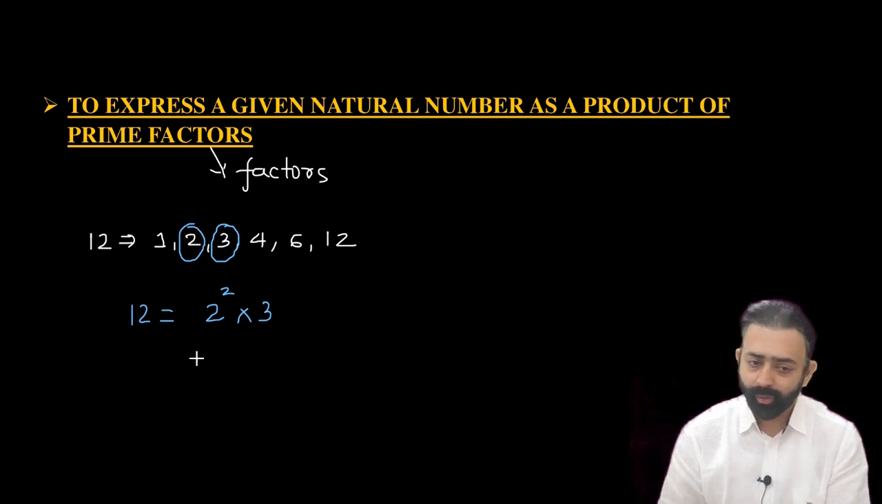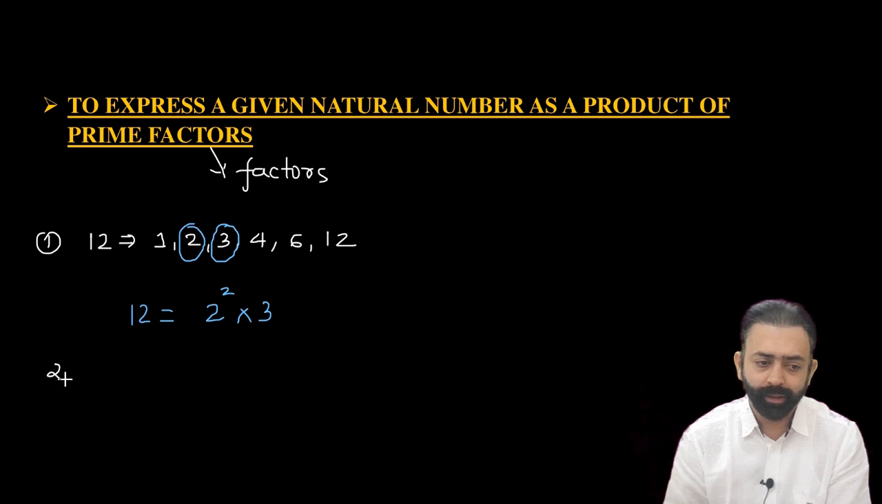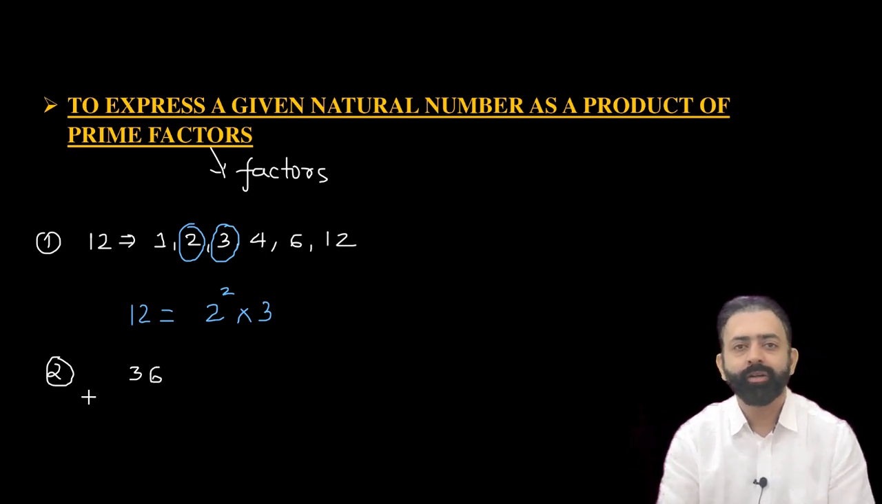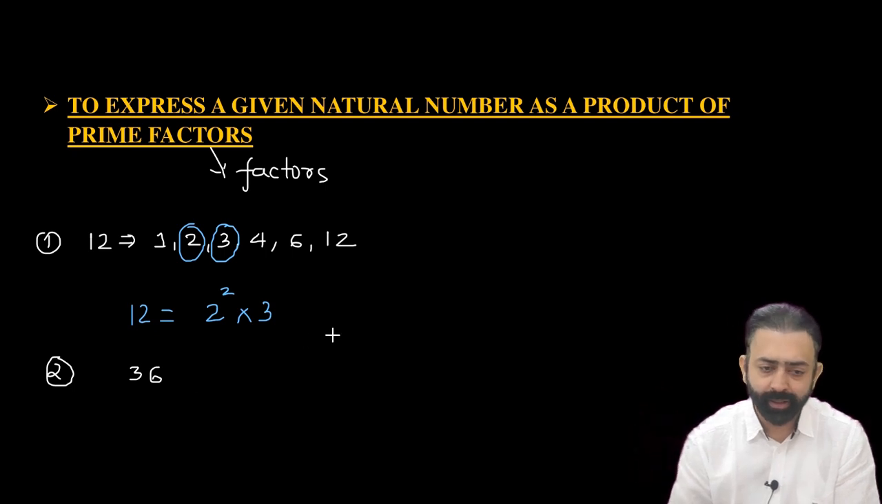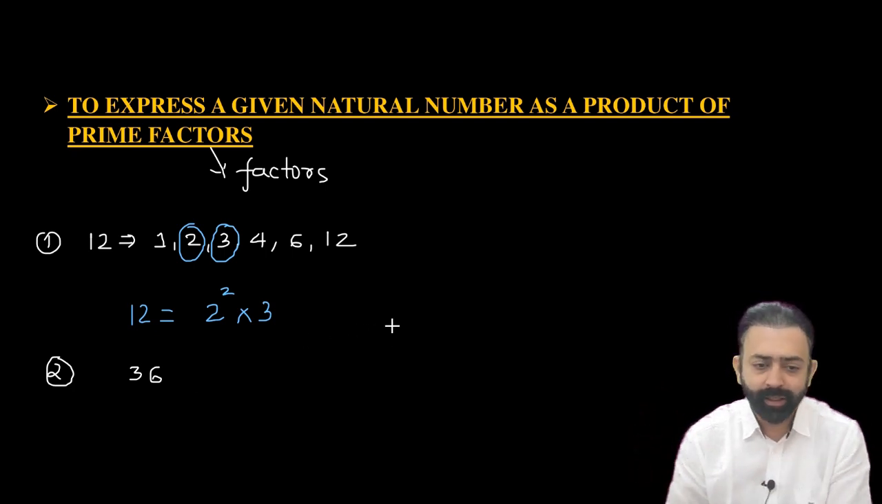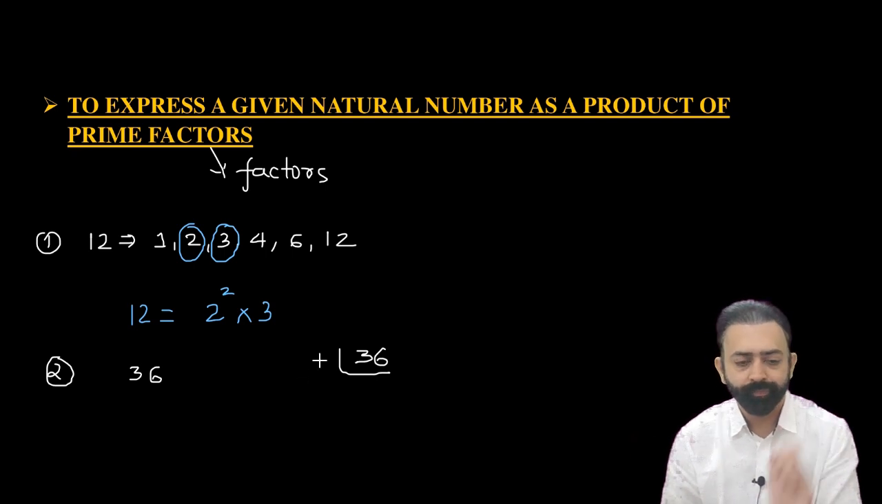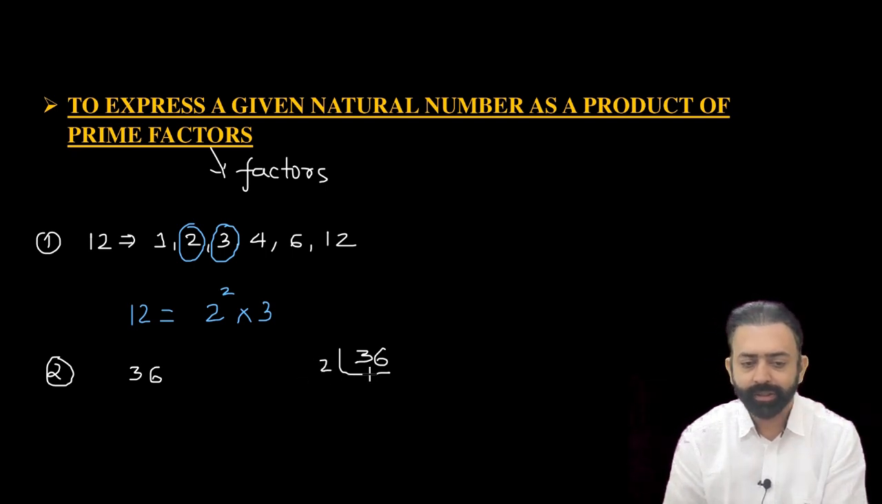Right? You can take another example. Suppose this is your example 1 and let us say example 2 is 36. Now the method of finding out the prime factors, I think you have learned in lower classes, so I'm repeating this. So you write 36 like this, and we start dividing by the first prime number, which is 2. So we start with 2, divide 36, we get 18, right?